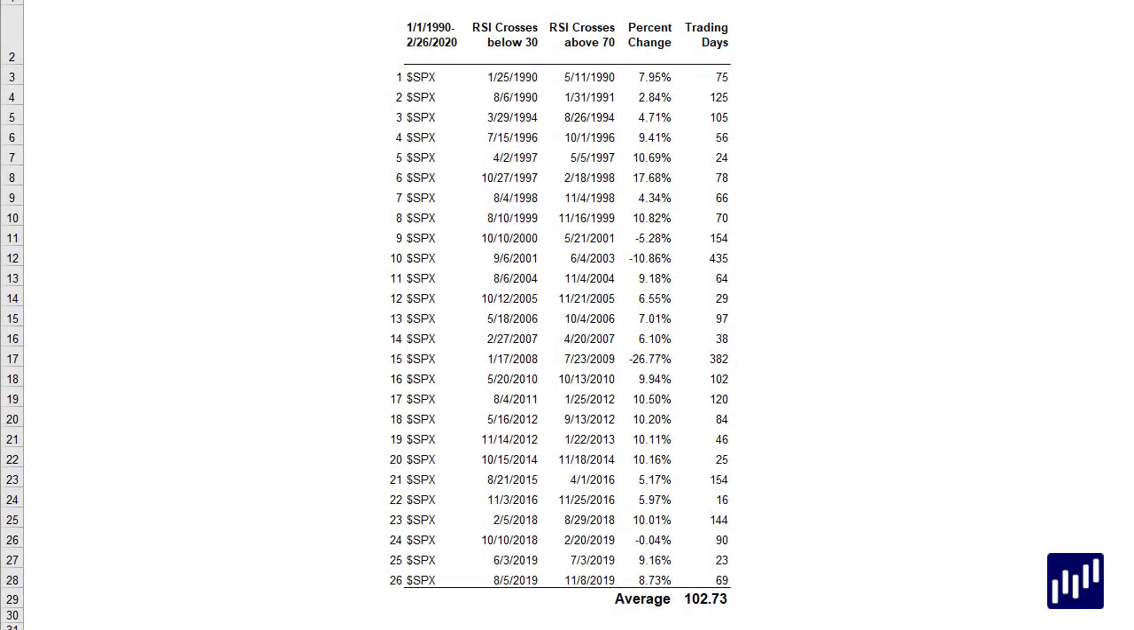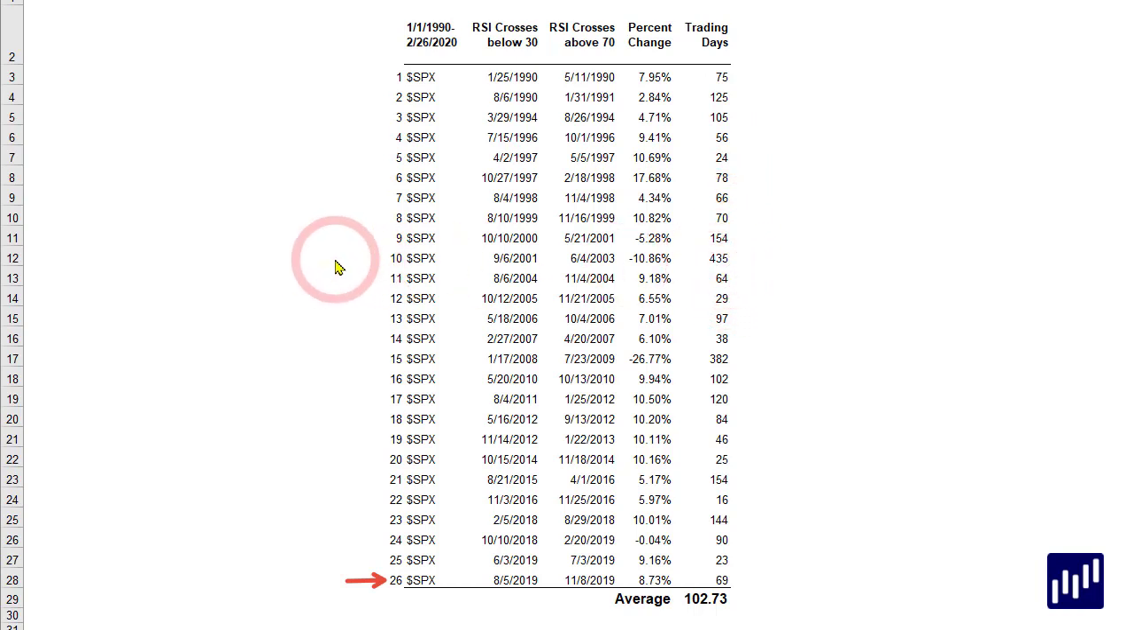So I put all of these occurrences in a spreadsheet, and I'll show them on the chart here in a little bit. But you can see 26 times you had an initial move where RSI moved below 30. So it had been above 70 at some point, and then it had that shock where it moved below 30. And how long did it take to recover? And here we can see the number of trading days it took to get back above 70.